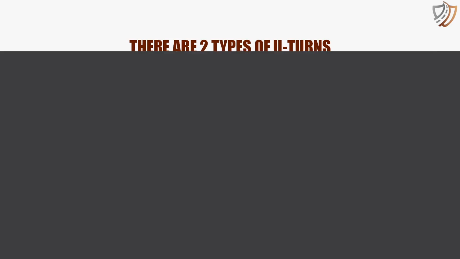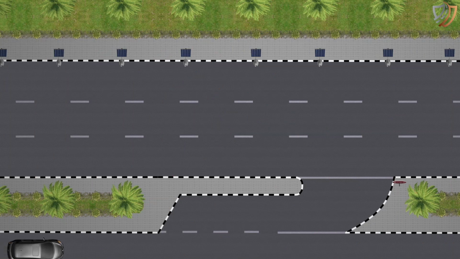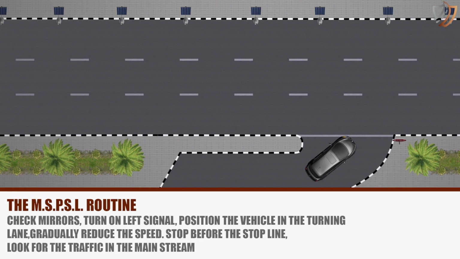Closed U-turn. A closed U-turn is where no road is located opposite the U-turn area. While approaching towards the closed U-turn, follow the MSPSL routine. Check mirrors. Turn on left signal. Position the vehicle in the turning lane. Gradually reduce the speed. Stop in the center before the stop line.